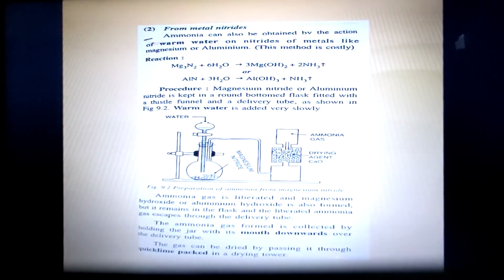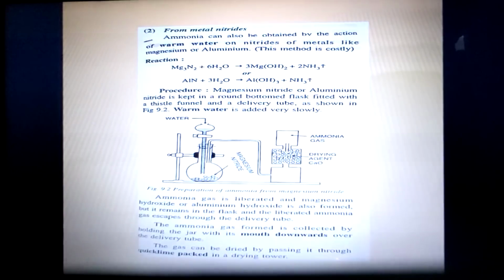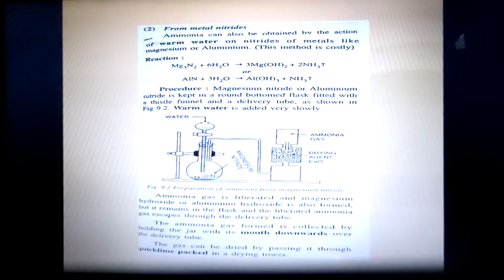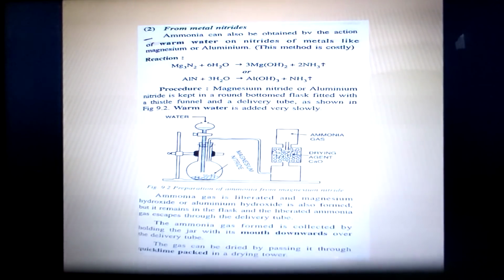The second method of preparation of ammonia is from metal nitrides, but usually this method is avoided in the lab. Why? Because it's an expensive method. So since this method is costly, we don't opt for it. In this method, simply you have a nitride like magnesium nitride or aluminium nitride, and you pour warm water. No need of heating in this experiment, only pouring warm water, and you get ammonia as a product.